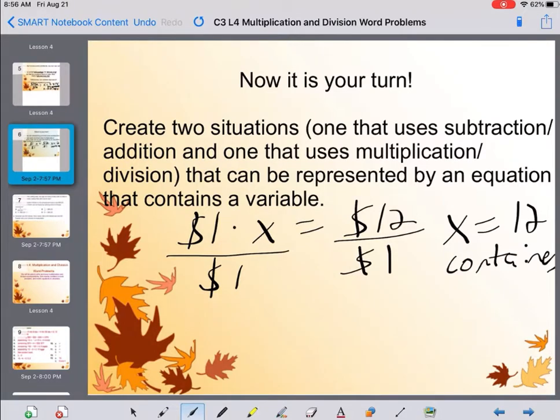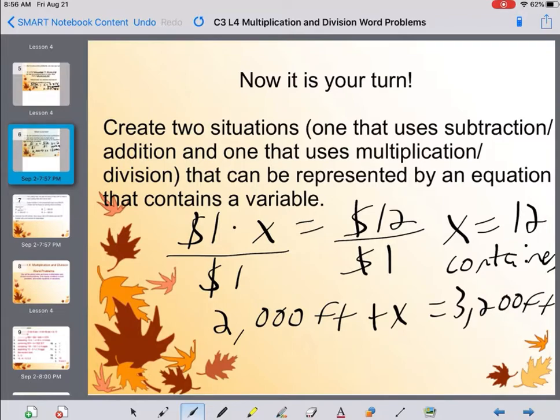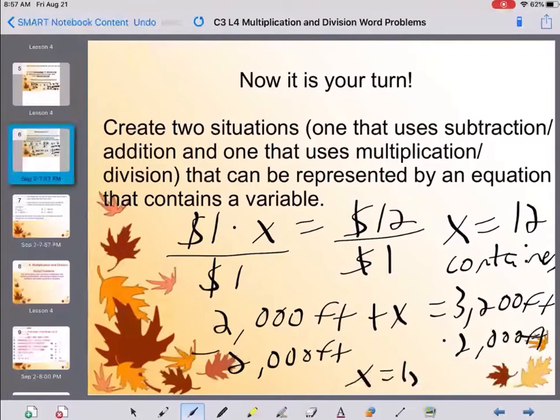All right. Now one that uses addition and subtraction. Let's say you start climbing a hill at an elevation of 2,000 feet, and then you walk up a certain distance and you end at 3,200 feet. What was your elevation gain? Since it's 2,000 feet plus an unknown value, the elevation gain, we're going to undo addition by subtracting. So minus 2,000 feet on each side, and we see that the elevation gain was 1,200 feet. Okay.